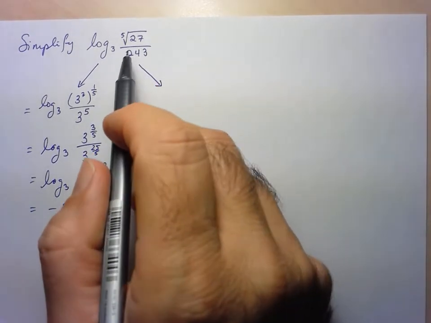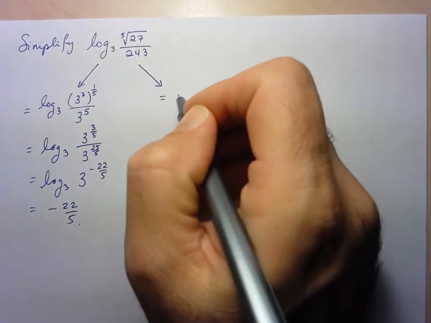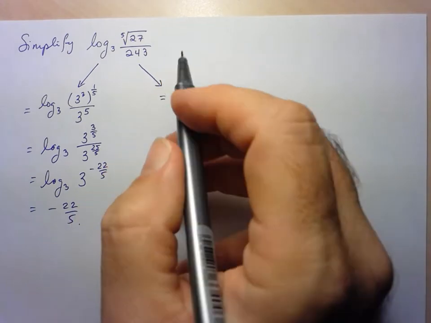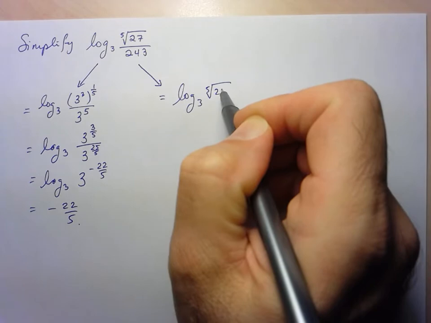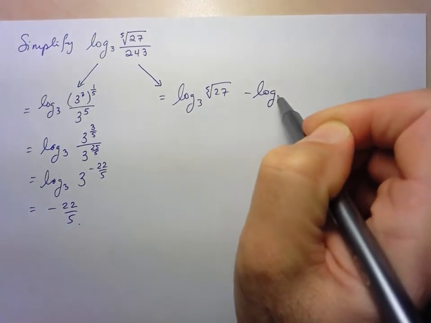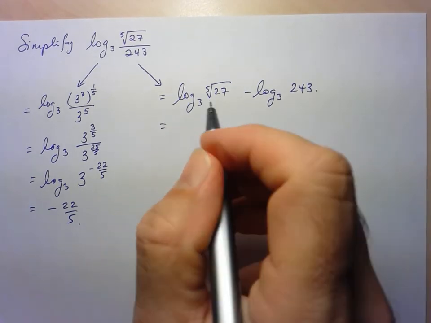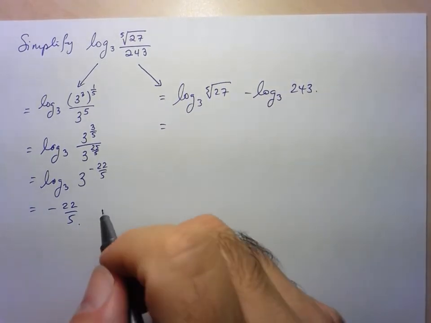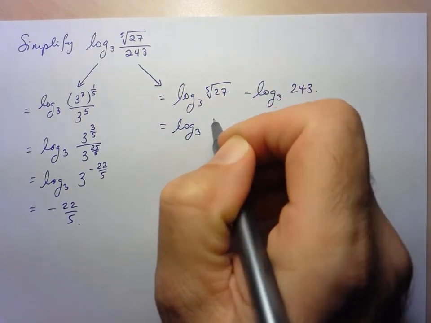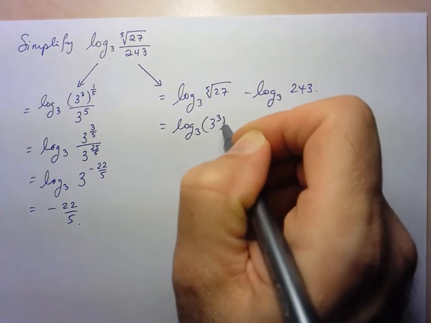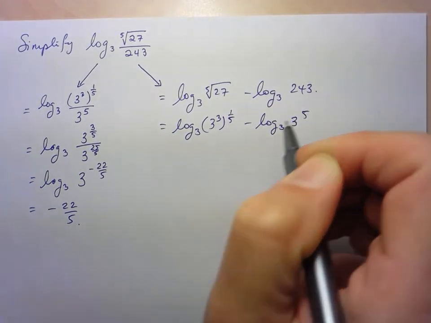Okay, the other thing you may have noticed is that I've got the logarithm of a quotient. So I could also rewrite this as the difference of the individual logarithms. So here, log base 3 of fifth root of 27 minus log base 3 of 243, and now do the exact same thing. Write each of these individual ones as powers of base 3. So here we have log base 3 of, again, 3 cubed to the 1 over 5 minus log base 3 of 3 to the 5.